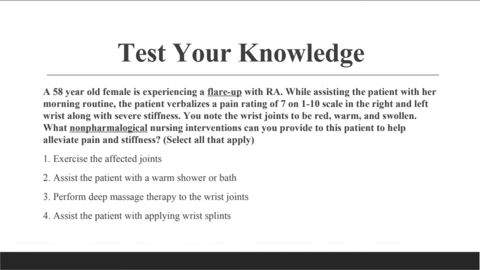Not with, not in us. So why would we splint? You're going to splint to protect the joint in rheumatoid arthritis. You're going to apply a splint in rheumatoid arthritis when there is a flare-up. Okay, when there's a flare-up, not when the patient is stable. Only when there's a flare-up. We want to protect the affected joints in rheumatoid arthritis. A warm shower or bath can help with increasing mobility and decreasing some of the stiffness that they experience.